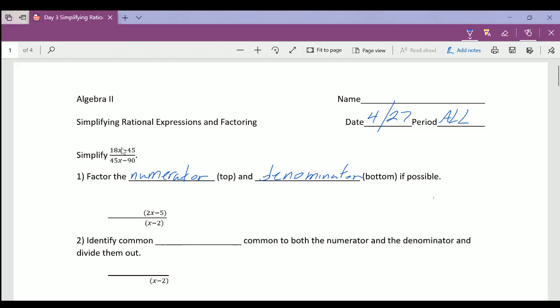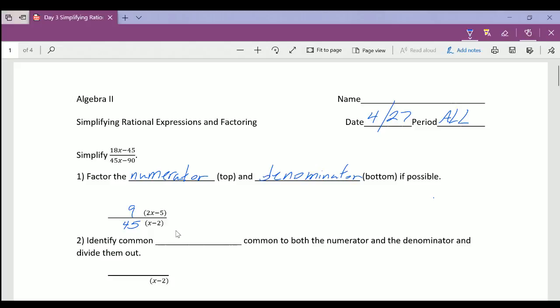Up at the top, you can pull a 9 out of both of these. 18 divided by 9 is 2. That's why I have a 2x here. And 45 divided by 9 is 5. Alrighty. And between 45 and 90, the whole thing, 45 goes into both of them. Of course, it goes into there once, and it goes into 90 twice. So here is our expression factored.